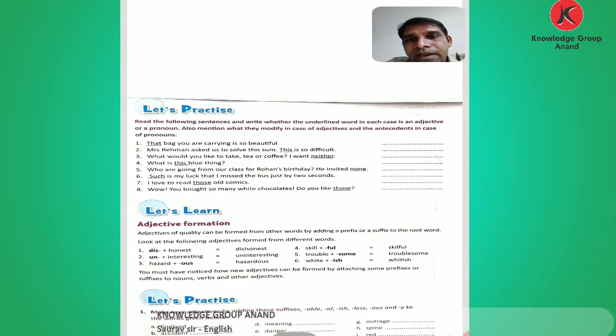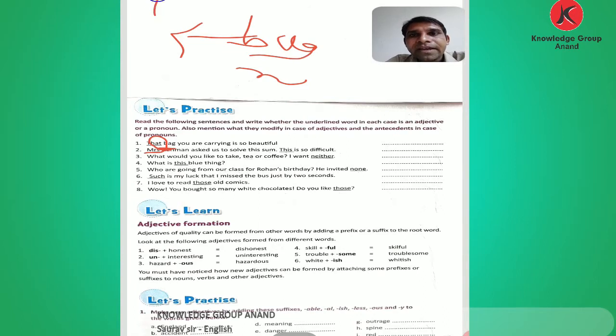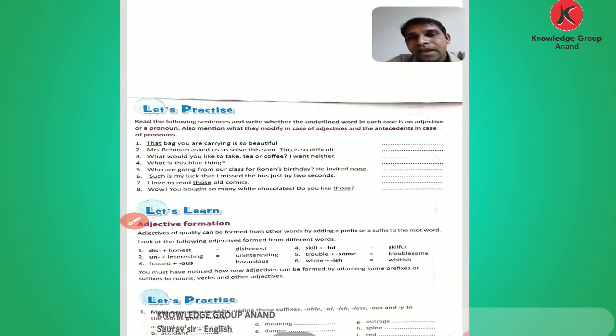Let's see the first: that bag you are carrying is so beautiful. So here that is used. Bag is a noun, and before that, that is used. So that here describes the noun, it is an adjective. What does the adjective describe? Bag, in the first sentence. Now comes the second. Mrs. Rahman asked us to solve this sum. This is so difficult. Now see, in the second sentence, Mrs.